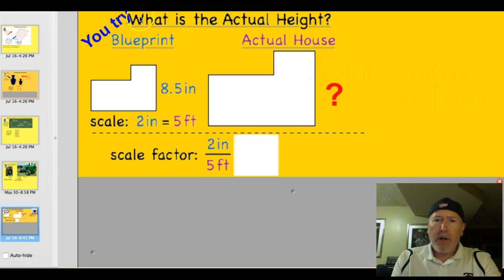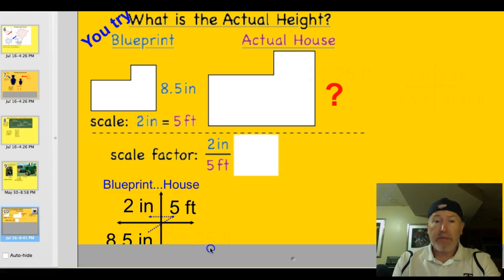All right, time for you to try one. Don't give up on me here. On this blueprint here, I want you to find this measurement here. Now here's the blueprint, and here's the actual house. On the blueprint, it's 8.5 inches. You need to find this measurement. And the scale factor is 2 inches to 5 feet. Go ahead and pause the video and give it a shot.